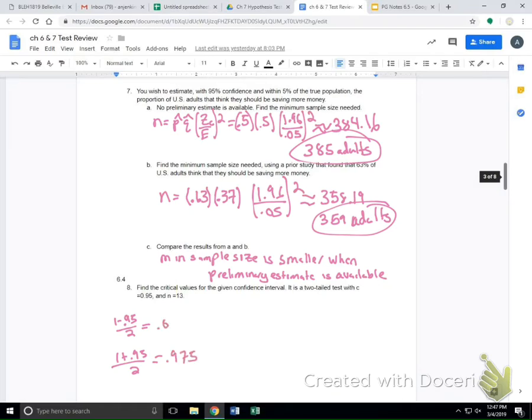You end up with 0.025 up here. And then you go to the back of the book. Remember, this is area to the right on this table, unlike the other ones, and you end up with your values. So hopefully you had enough time to put those into your calculator and look in the back of the book.